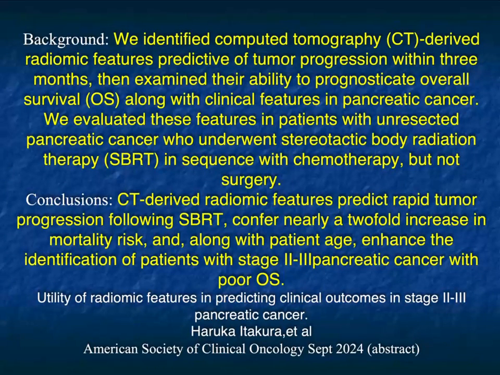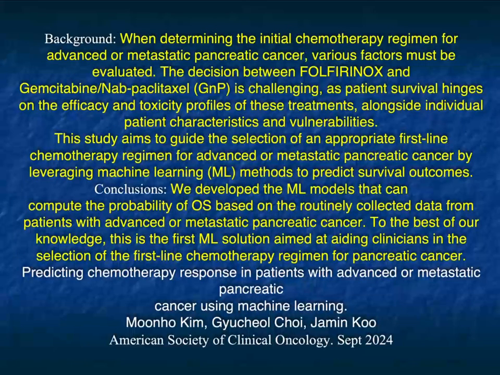This article by Itakura, CT-derived radiomic features predict rapid tumor progression following SBRT. So one of the things I mentioned before, we're looking at pancreatic cancer with radiomics to determine what chemotherapy will work on an individual patient. And here they're looking at what patients will progress. So we can really determine what patients should get chemotherapy and then surgery, and which patients doing surgery is really not going to help those patients.